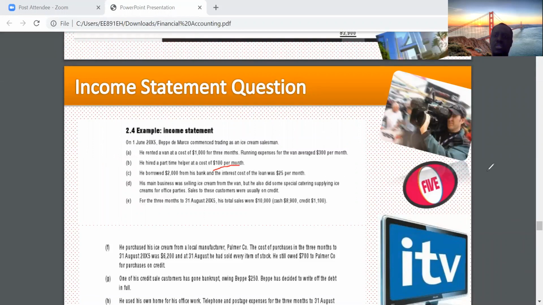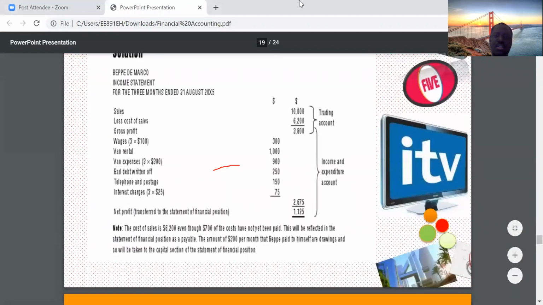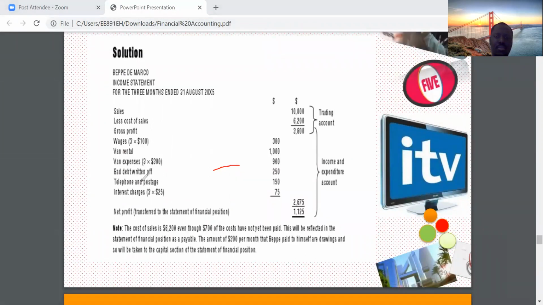So let's go back to the solution. You should see the part-time helper right here.